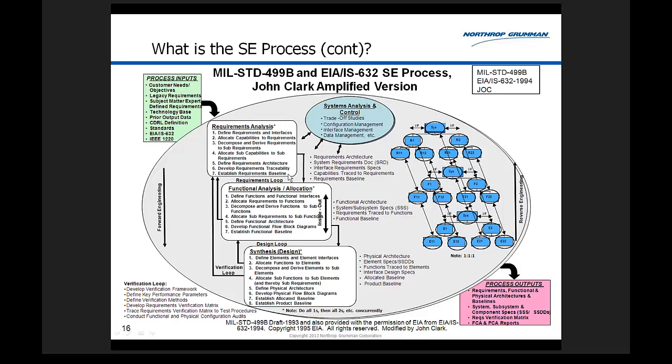Okay, so now these are numbered 1, 2, 3, 4, 5, 6, 7. Now down here at the bottom, I've got a note: do all the 1s, then all the 2s, etc. concurrently. Yeah, do the 1, define the requirements and interfaces, define the functions and functional interfaces, define the elements and element interfaces.